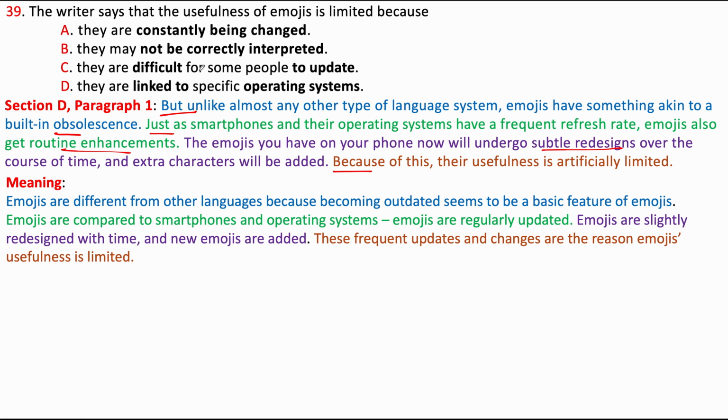In the options, option B says that they may not be correctly interpreted. This is not mentioned in the paragraph at all. Option C says they are difficult for some people to update. It is just mentioned that they are regularly updated. There is no mention of it being difficult for some people. Option D says they are linked to specific operating systems. Operating systems are mentioned only as a comparison. The text says emojis are updated like operating systems, but there is no suggestion that they are specifically linked to any operating system.